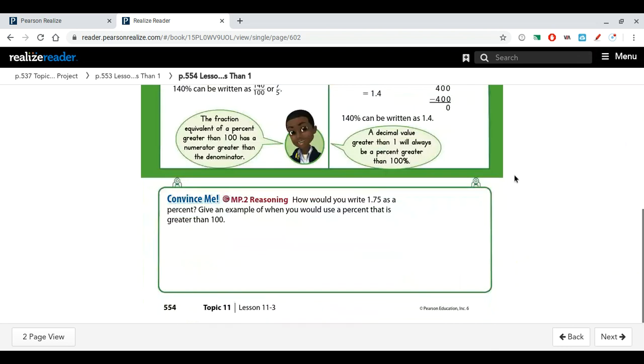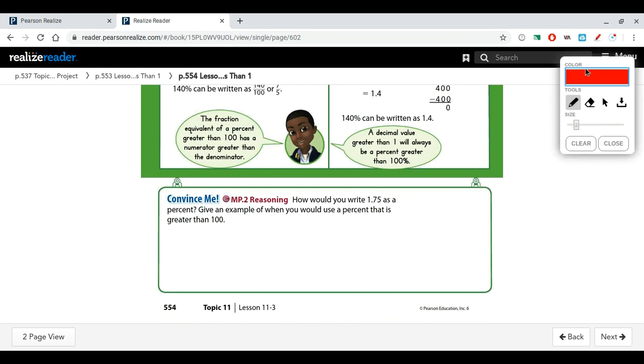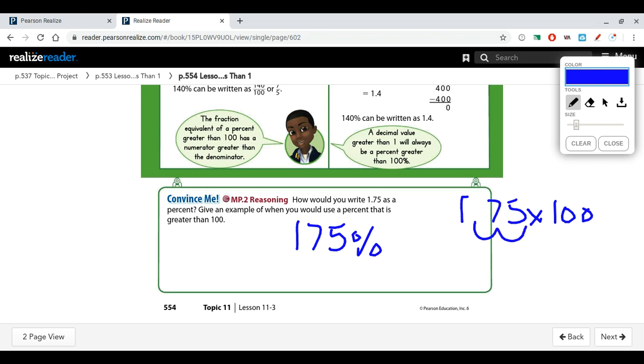All right, let's move into the convince me. How would you write 1 and 75 hundredths as a percent? Give an example of how you would use that percent as greater than 100. So it would be 1 and 75 hundredths. Again, remembering that percent means out of 100. So I would take the 1.75 and I would multiply that by 100, which means moving the decimal 2 places to the right. And then if I wrote this as a fraction, it would be 175 over 100. And then I would simplify this by dividing by 25. So it would be 7/4.